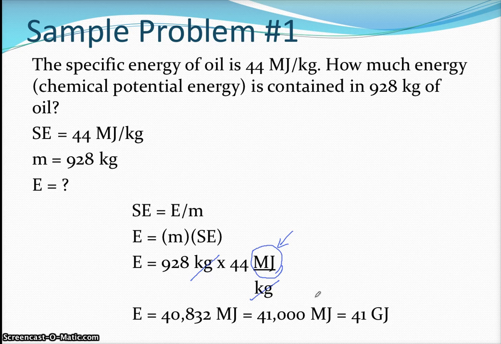Okay? I always like to put things in simple units. I turned it into 41 gigajoules. You don't have to, but you certainly can if you want. All right? Remember, stop and replay the video as you need to, going through those problems.